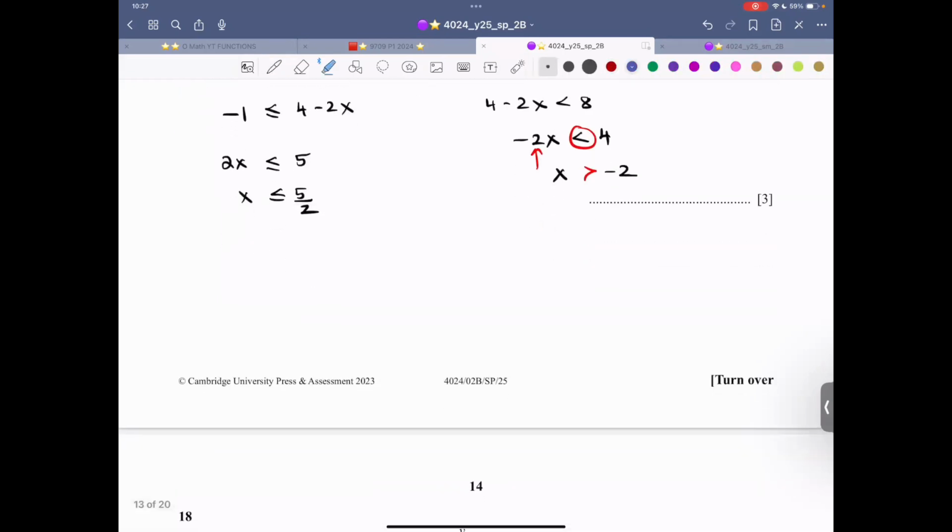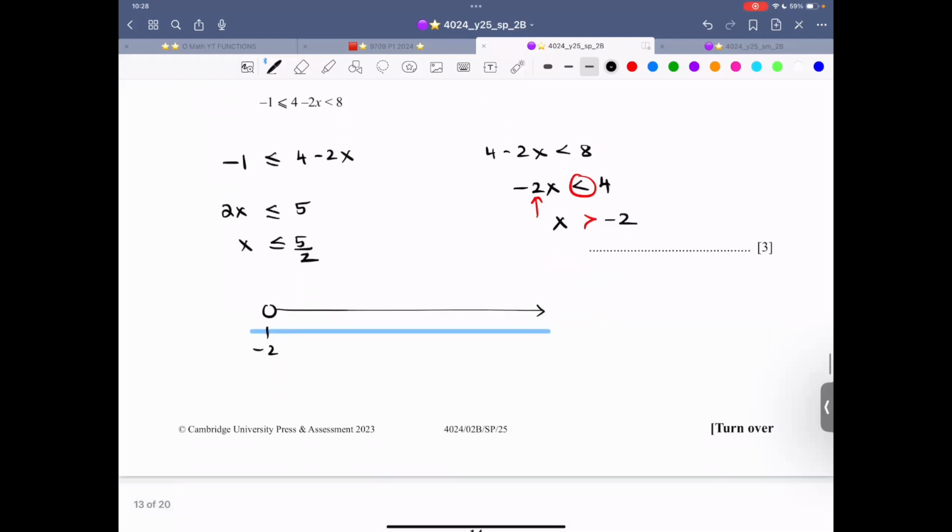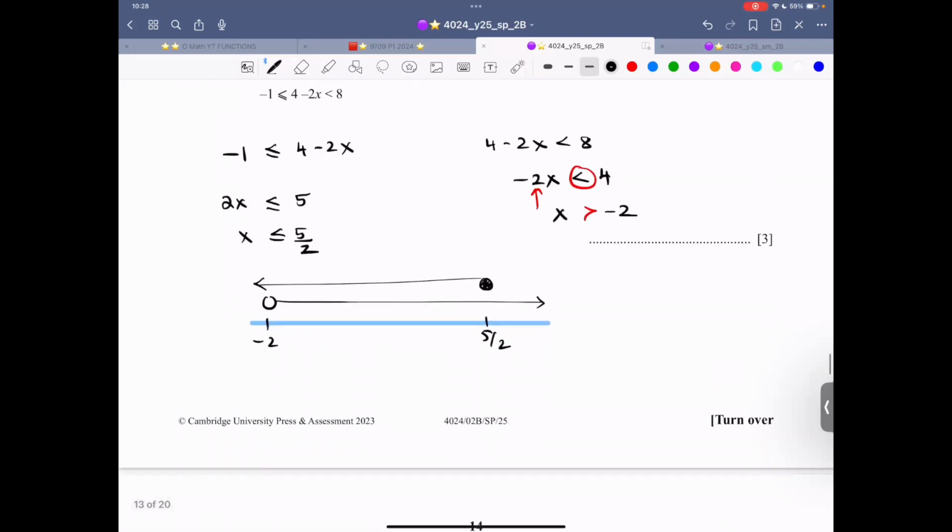Now let me draw a number line over here. This is -2, and this is an empty circle because it's just greater. This is 5 over 2, and this is a solid circle. And let me go in this direction. We are looking for integer values.